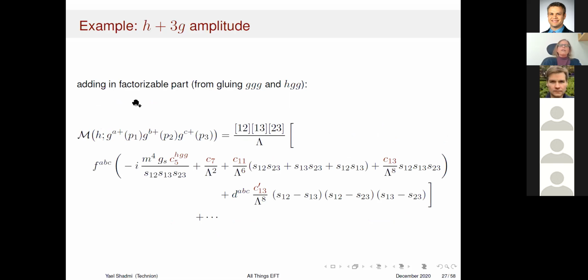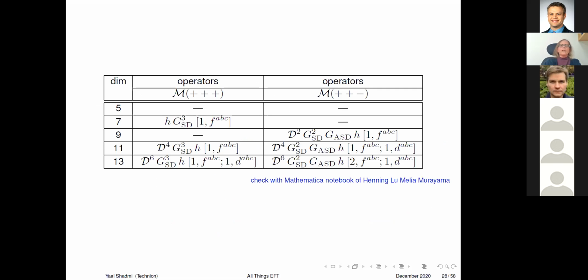Now, adding in the factorizable part from gluing to 3-point amplitudes brings in this term here, and that's the end of the story. And then you can map these different terms that you saw there into operators feeding in to this all plus helicity, and you recover the result that you expect from the operator point of view.